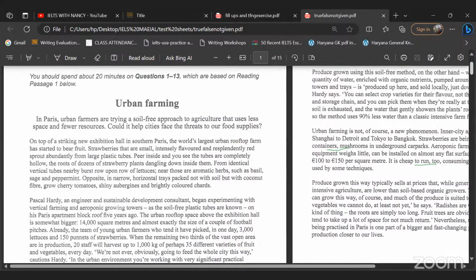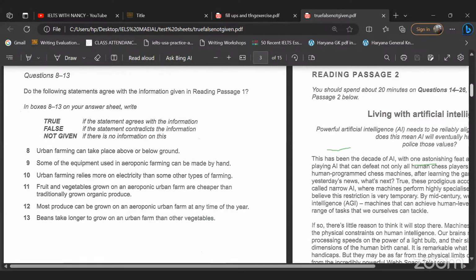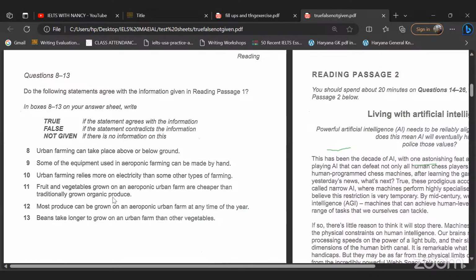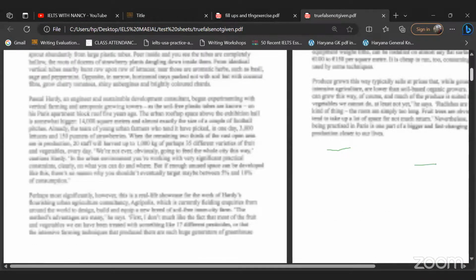The next question we have is, fruit and vegetables grown on an aeroponic urban farm are cheaper than traditionally grown organic produce. Meaning whatever fruits and vegetables are being grown on an aeroponic farm are cheaper. Meaning the cost of food or vegetables grown in aeroponic farming is cheaper, right, than traditionally grown organic produce.